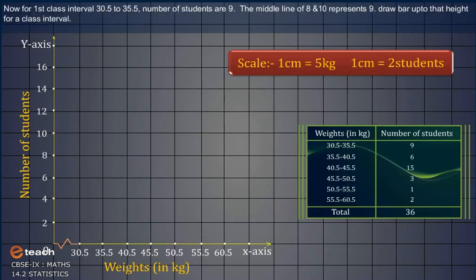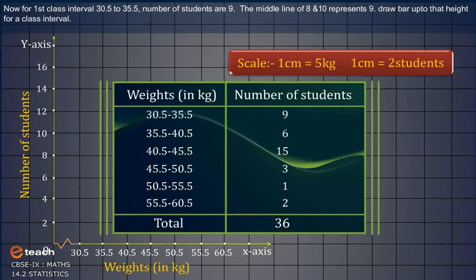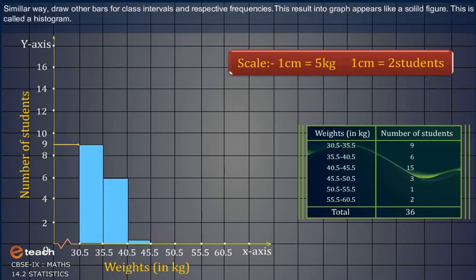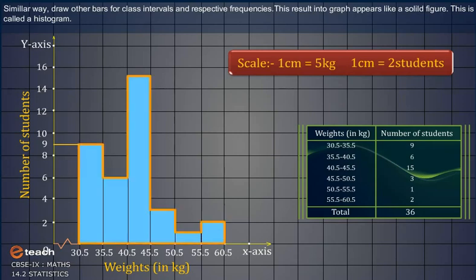Now, for the first class interval 30.5 to 35.5, the number of students is 9. The middle line of 8 and 10 represents 9. Draw a bar up to that height for the class interval. In a similar way, draw other bars for class intervals and respective frequencies. This results in a graph that appears like a solid figure. This is called a histogram.